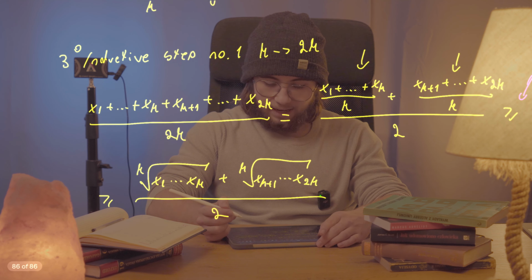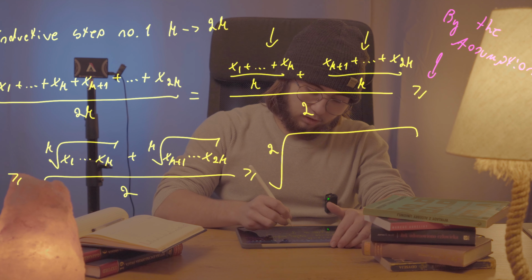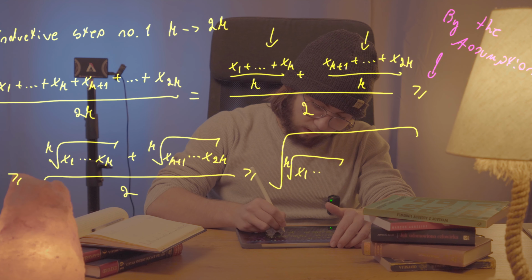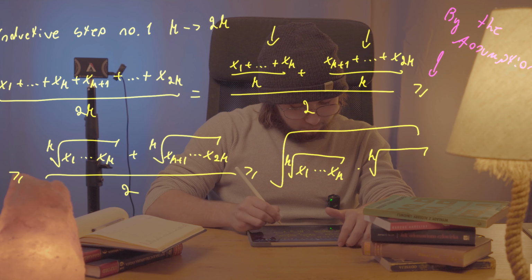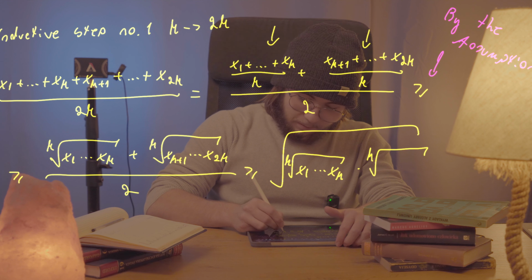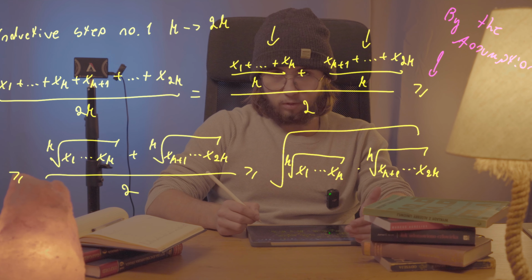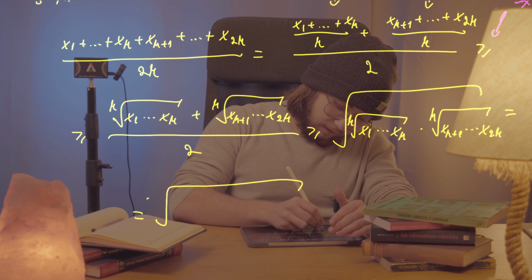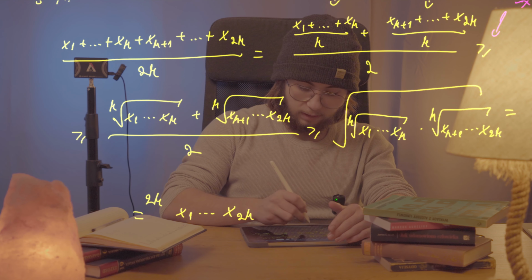Okay, that's pretty nice, because now we can say this is greater than or equal to the square root of the kth root of x1 multiplied by all of the x's through k, and then multiplied by this kth root of x sub k plus 1 through x sub double k. And the square root of the product of those kth roots is just equal to the double kth root of the product of all of those numbers from x sub 1 up to x sub double k.